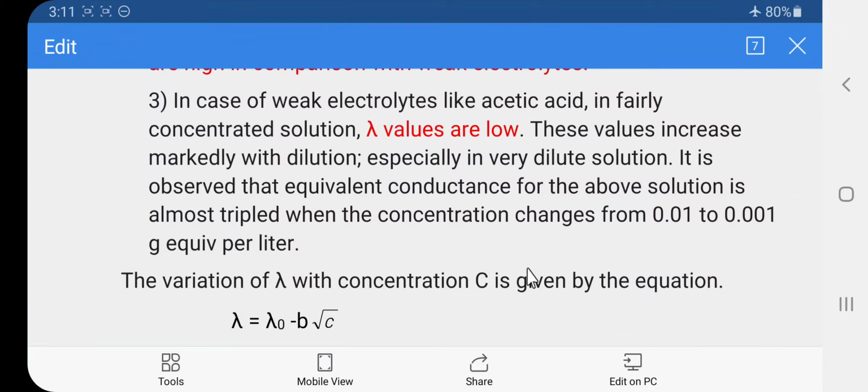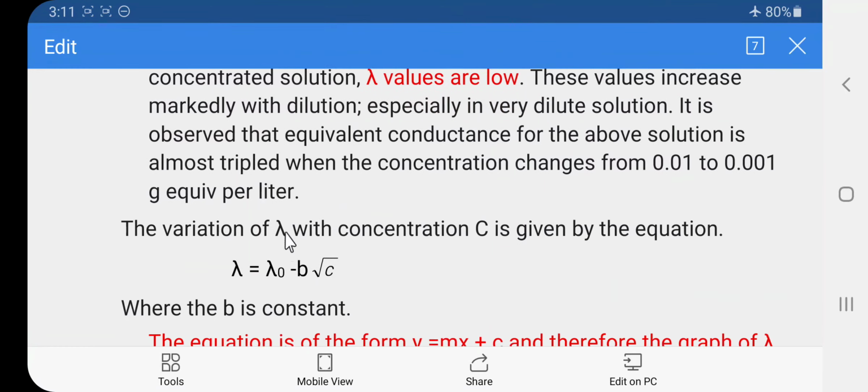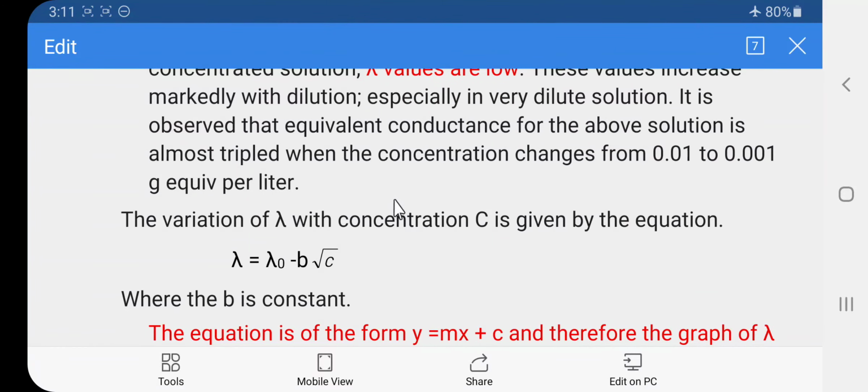So in case of the dilute solution, it is observed that the equivalence conductance for the solution may be double or may be triple. This is the conclusion or observation from the table.